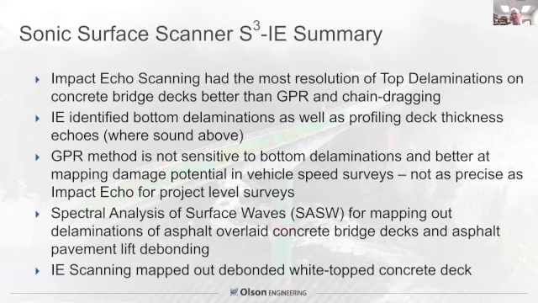So the impact echo scanning is shown to have the most high resolution top delaminations. It'll also see to the bottom. The GPR method can't see the bottom delaminations, nor infrared. It's not quite as precise. It can definitely be done at high speed surveys, as we're doing as well on asphalt overlay decks, when you are not as worried about exact precision, but want to get a pretty good sense of damage. And surface waves can find delaminations of overlaid asphalt bridge decks. And we also showed it for the concrete deck.